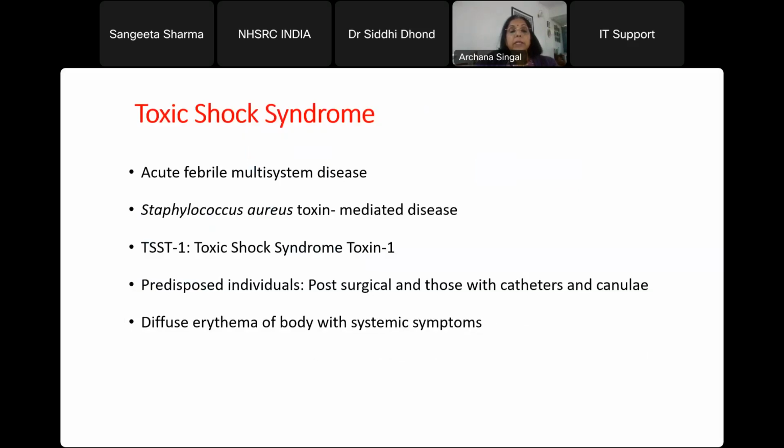The mortality rate is high. I'm not taking up toxic shock syndrome. It is just that it is a more severe form of the staphylococcal scalded skin syndrome, and patient will have generalized erythema, systemic symptoms, and patient is usually admitted for some other surgical intervention. Next.